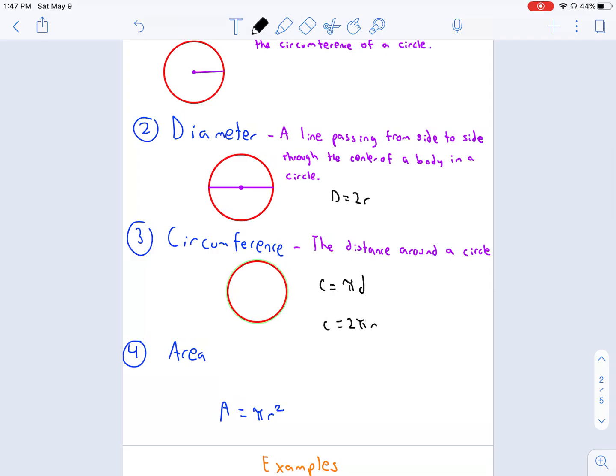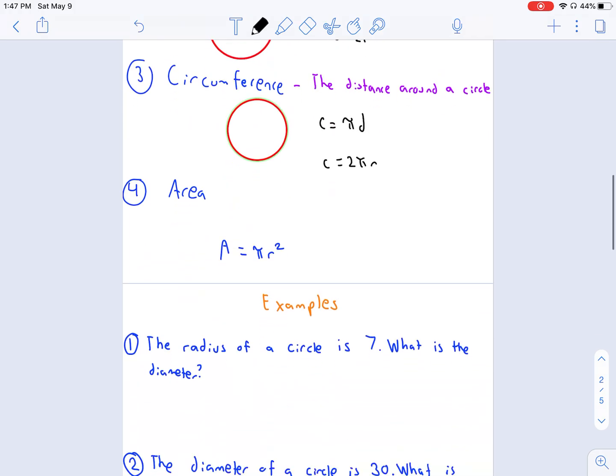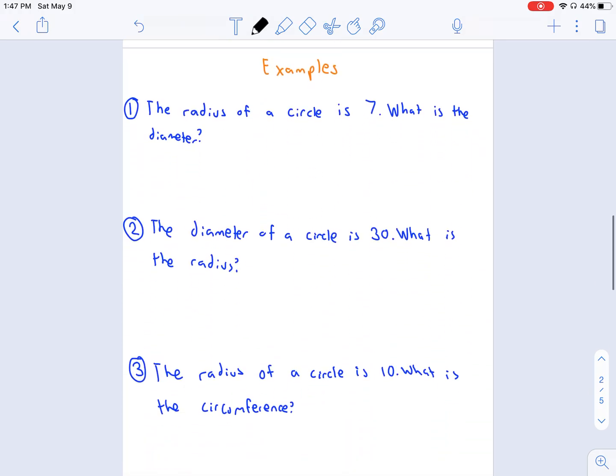Okay, lastly, for the area of a circle, the formula is A is equal to pi r squared. And let's go into some examples.